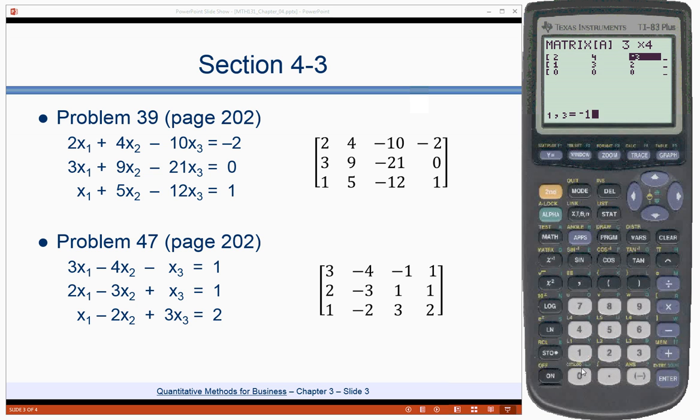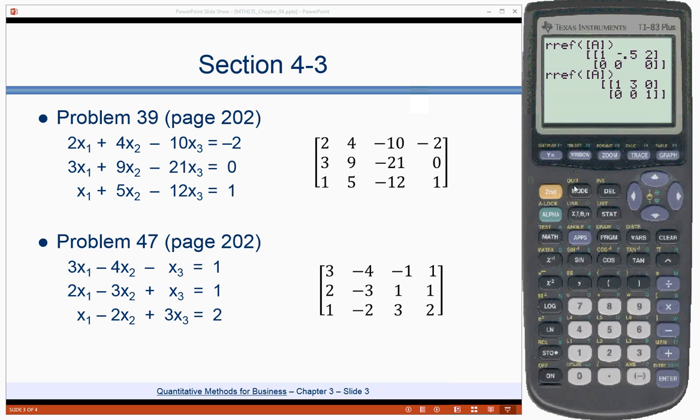2, 4, minus 10, minus 2. And notice that it can only show 3 columns at a time, so it scrolls over. 3, 9, minus 21, and 0, and 1, 5, minus 12, and 1. So let's make sure I got it right. Minus 2, 0, 1, 10, minus 21, and 12. Scroll back over to see my first two. I got 2, 3, 1 and 4, 9, 5. So I got that right.